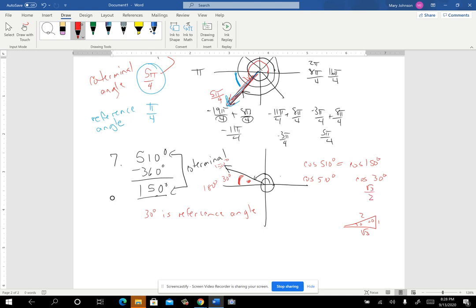So we know that the cosine of 510, or the cosine of 150 even, would equal the cosine of 150. And that's going to equal the cosine of 30, except I have to think about my original angle is in the second quadrant and the cosine's negative. So I'll have to throw a negative on that. So that'll be negative square root of 3 over 2. So that's kind of the idea.